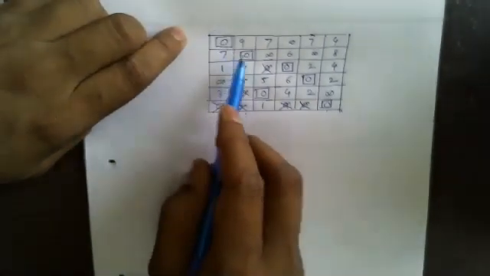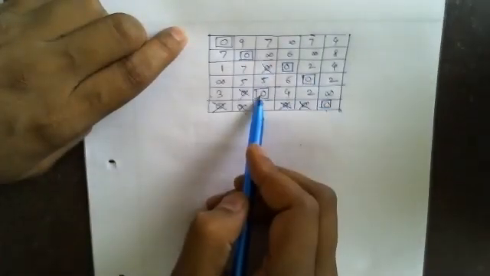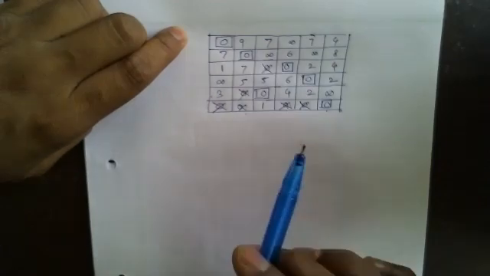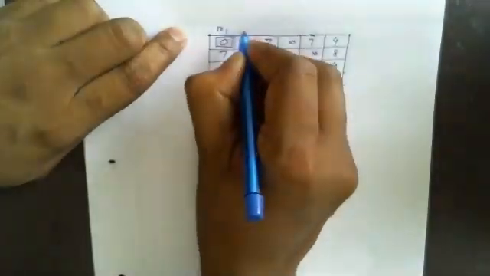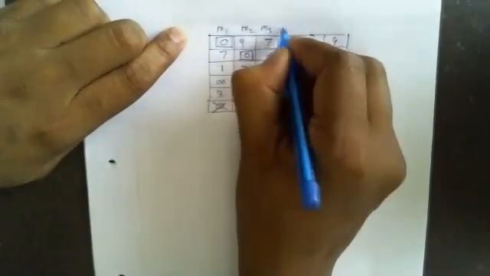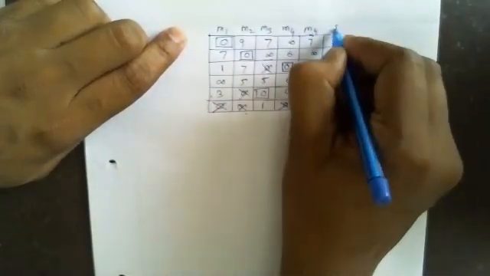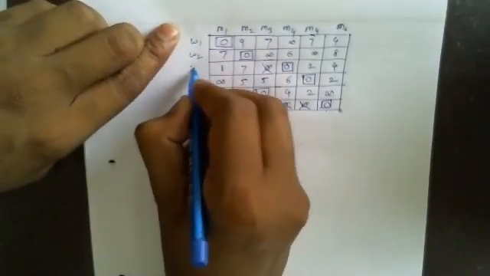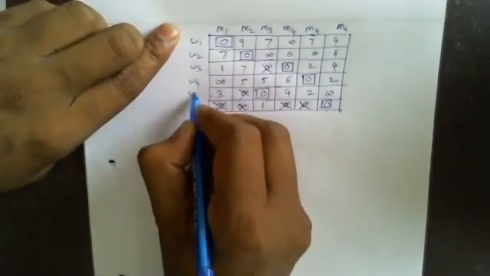Now check whether the number of allocations is equal to the number of rows and number of columns. Yes, we are having 6 allocations, 1 2 3 4 5 6, and we are having 6 rows and 6 columns, means we got the final solution. So I will write here, this is M1, M2, M3, M4, M5 and M6. Similarly, W1, W2, W3, W4, W5 and W6. These are the machines and these are the workers.